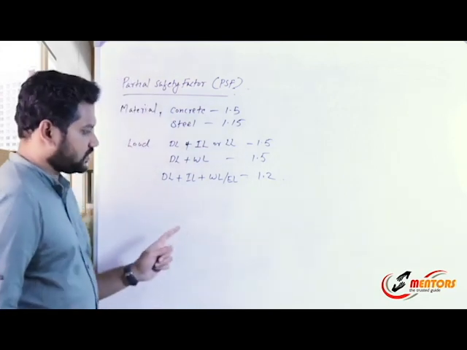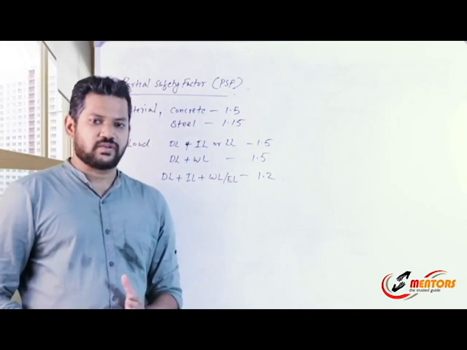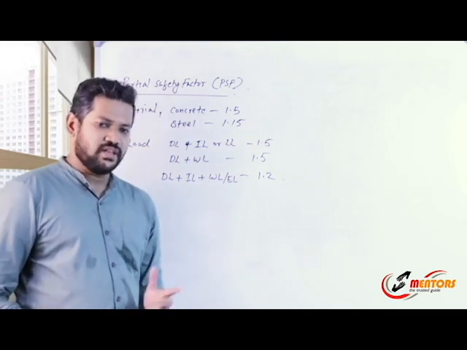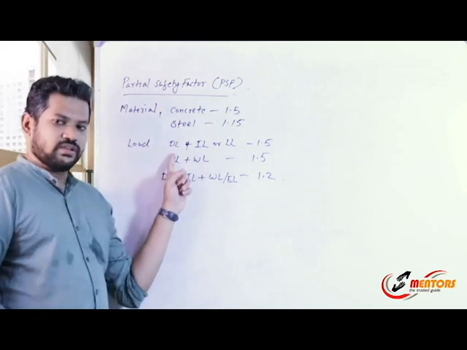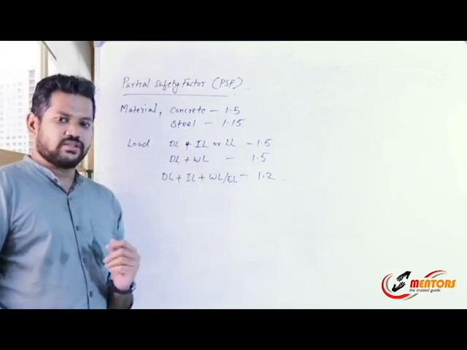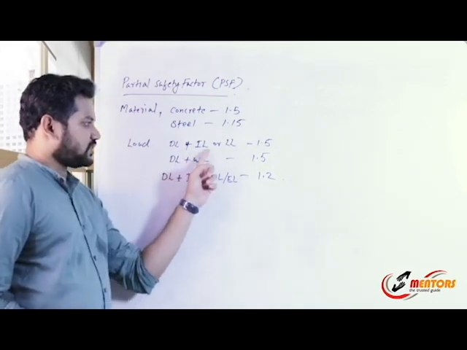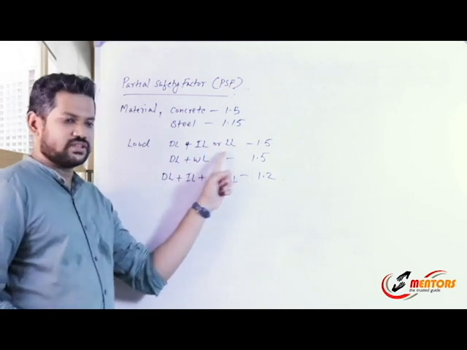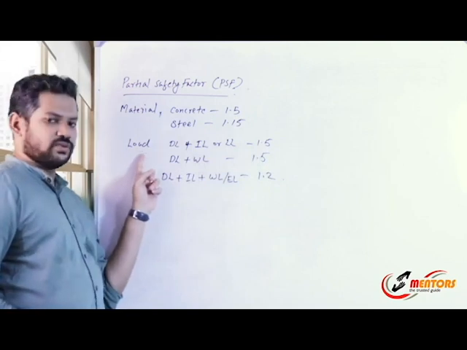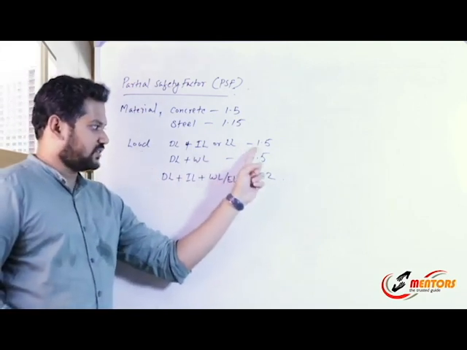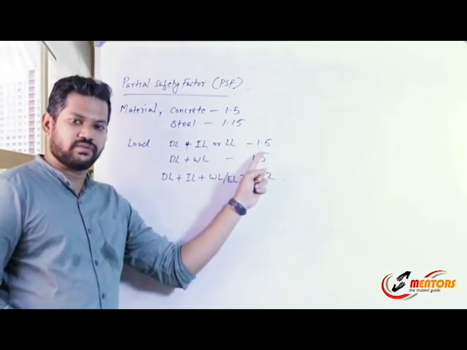Then, coming to the loads, there are different combinations of load recommended by IS 456. Here you can see the different combinations. The first one is dead load, and for example, sulfate is an example of dead load. Then dead load plus imposed load or live load. For this combination, the partial safety factor for the load is taken as 1.5.